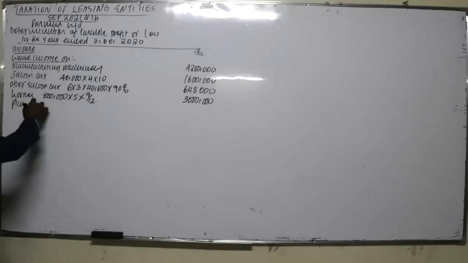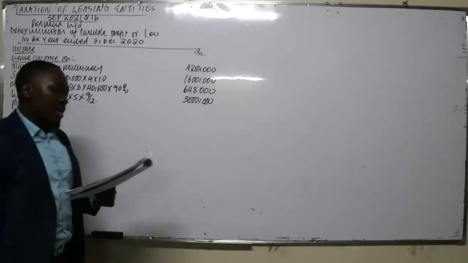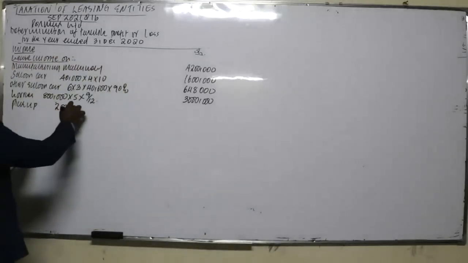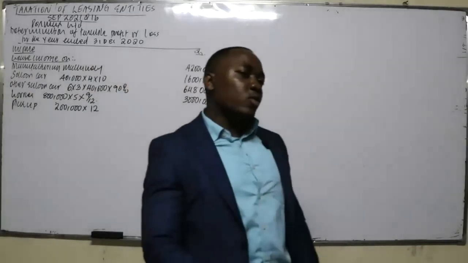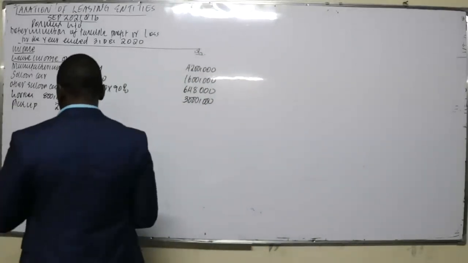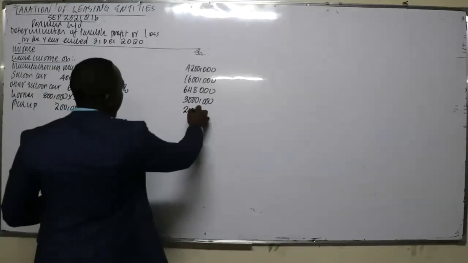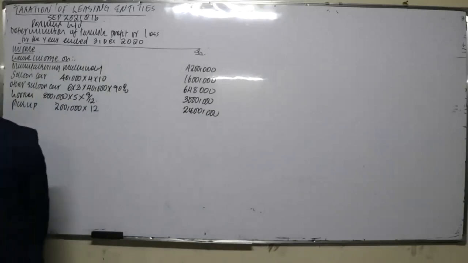Then the other bullet, 6 pickup vehicles to Fahari Limited in Rwanda for 200 per month for the whole year. Pickups, 6. So it'll take 200 times. You see, you are not told it's 200 for each. It's 200 per month, not for each. Yeah, that's what they agreed. So get an amount of how much? You get 2.4.